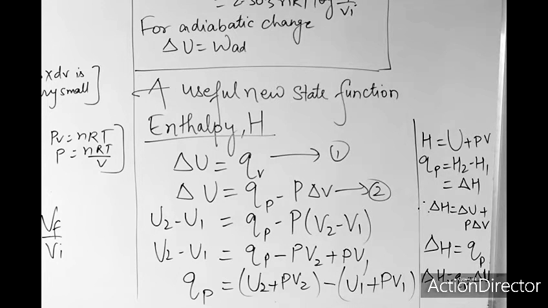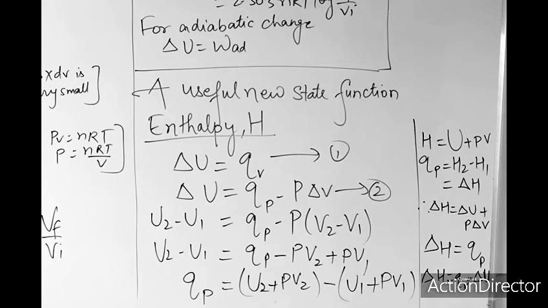For infinitesimal changes at constant pressure, we can write the equation delta H is equal to delta U plus P delta V. You can see on the right side, from the bottom, as I have written on the last line, H is equal to U plus P delta V. QP is equal to H2 minus H1, that is delta H, and delta H is equal to delta U plus P delta V.